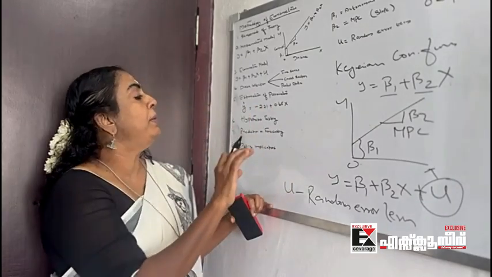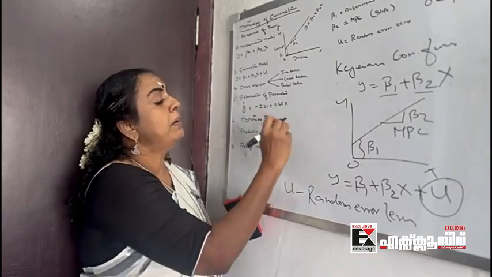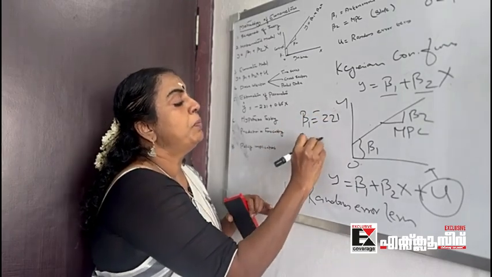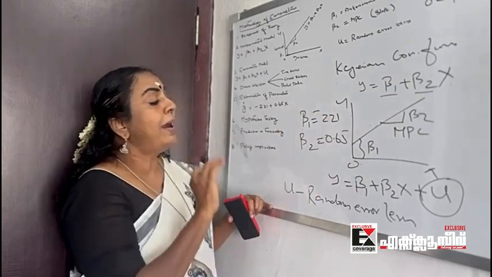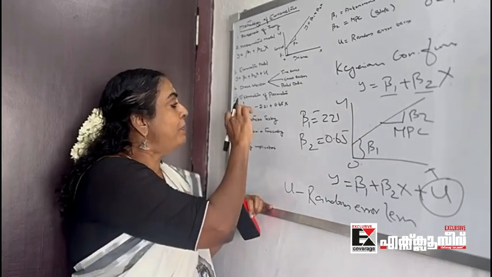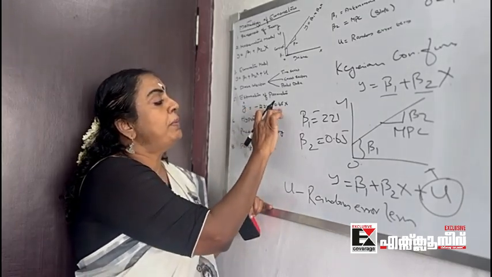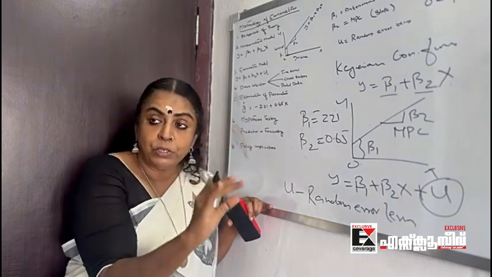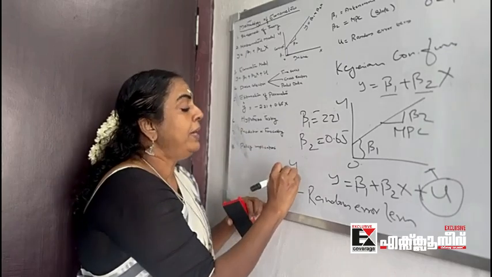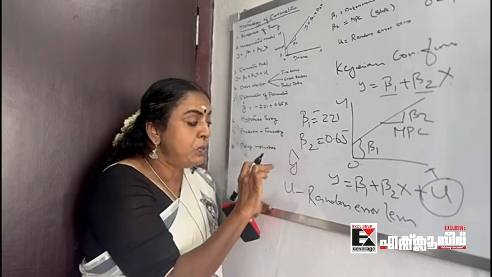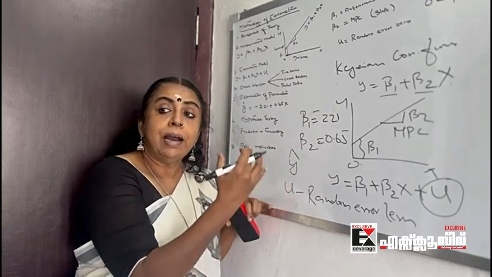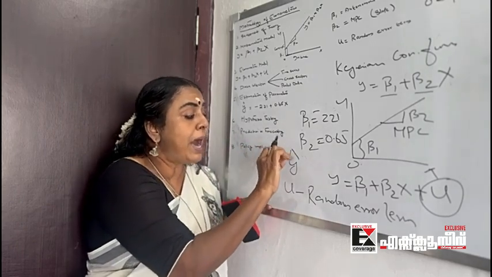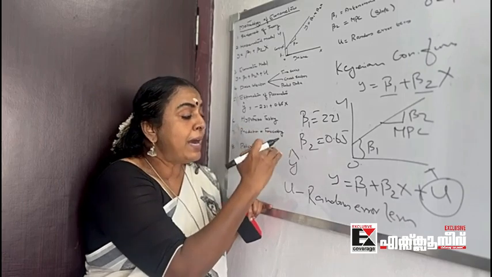Suppose the values of beta 1 and beta 2 are given like this. That is, beta 1 is equal to minus 221 and beta 2 is equal to 0.65. Then you can write the equation as y cap is equal to minus 221 plus 0.65x. That is, you are substituting the values of beta 1 and beta 2 in the model. You put y cap. This cap shows that it is an estimated value. The value is estimated, it is not exact. And to show that it's an estimate, you put a hat, or a cap.